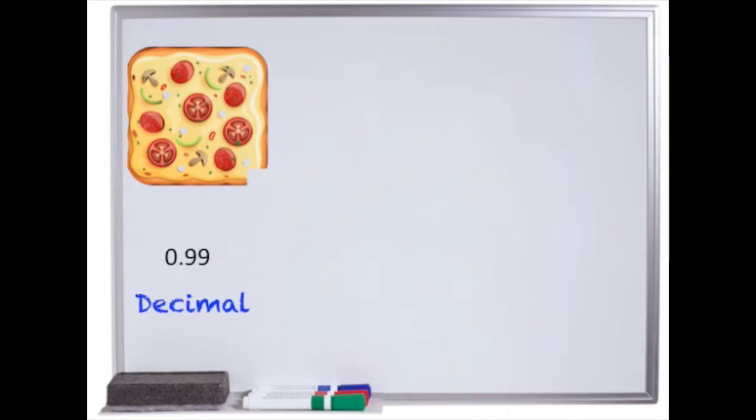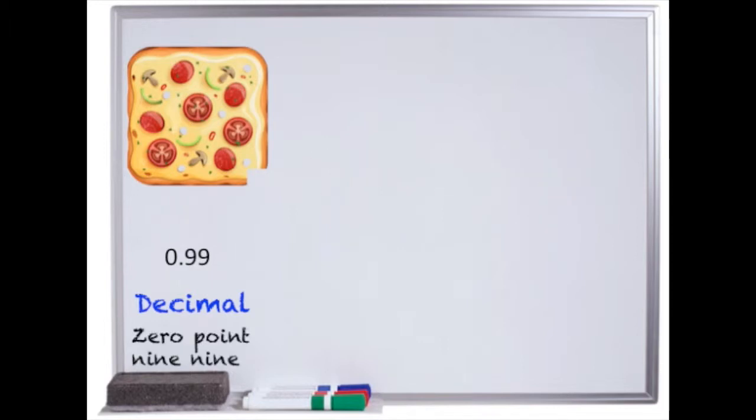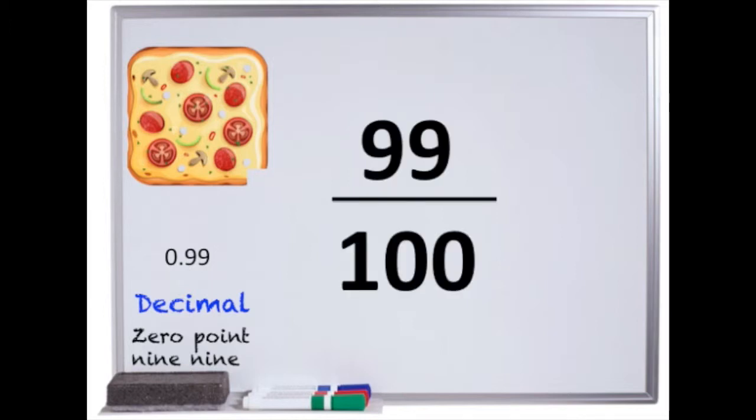0.99, which is in decimal form. If I wrote that down using words, it would be 'zero point nine nine'. Notice that this is not 'zero point ninety-nine'. We simply do not say it like that. We can also talk about this pizza using fractions. As I mentioned earlier, this is the same as 99 out of or over 100.